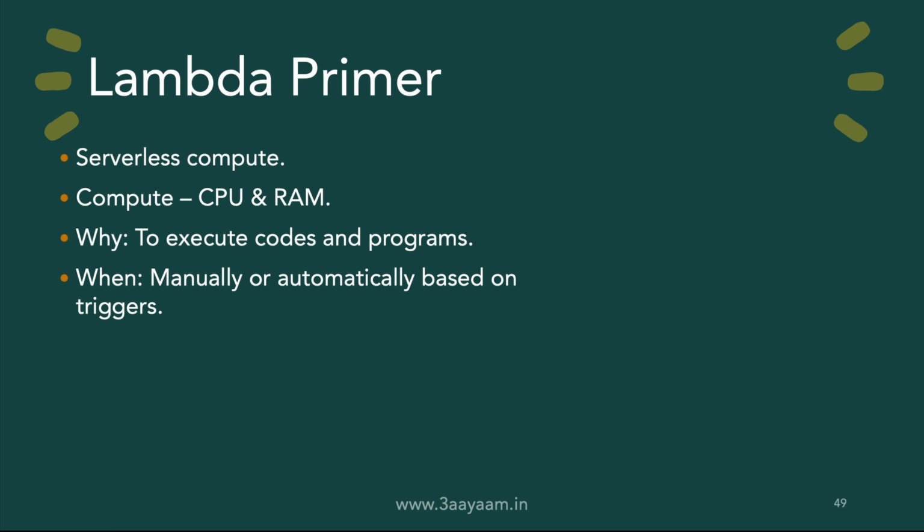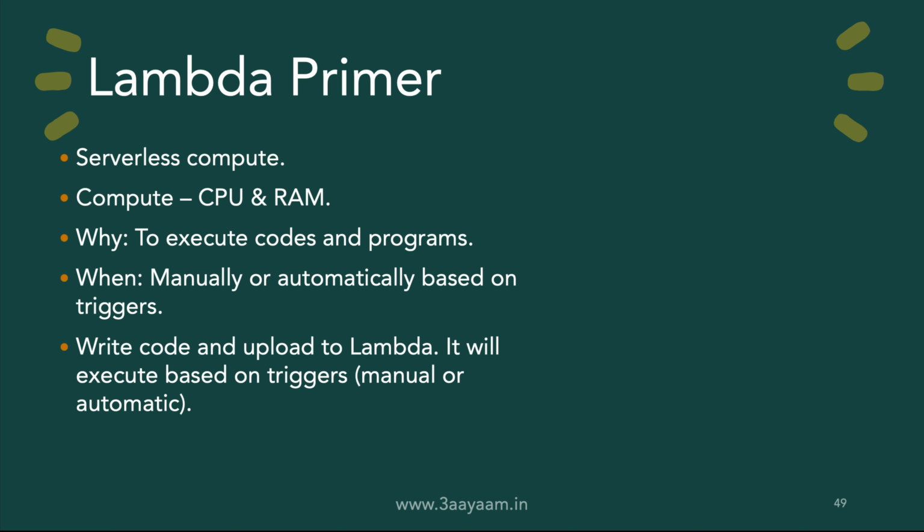So in a nutshell, it gives us a compute capability which is serverless, and serverless for users like us, not for AWS. And compute is basically CPU, RAM and temporary storage to execute the code and programs that we write based on a certain trigger. So what we do is that we write the code and upload it to Lambda, and Lambda will execute the code based on triggers, which can be either manual or automatic. So this is where it works.